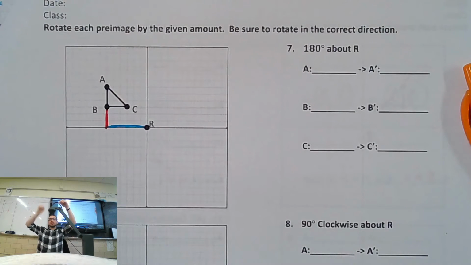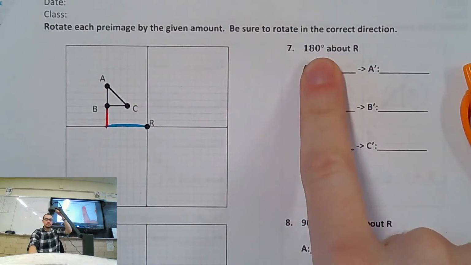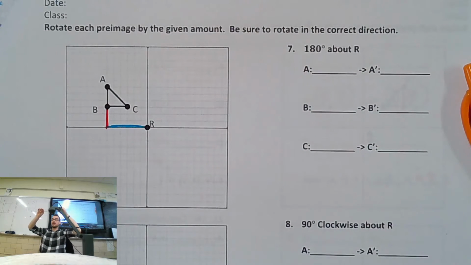So focusing on the blue line. Blue line is pointing to your left, correct? I'm going to turn it 180 degrees. Now, if I turn it 180, does it matter which direction I go? If I go clockwise, I end up in the same spot as if I had gone counterclockwise, right? So it doesn't matter which direction. That's why I don't specify. So let's turn it 180 degrees. I'm going to go this way. 90, 180.